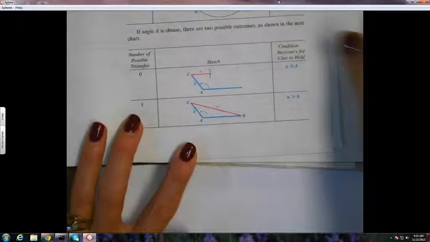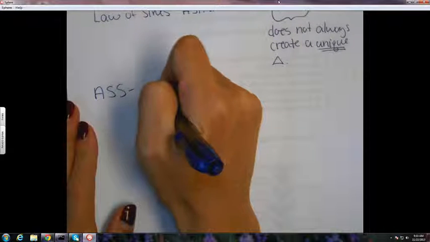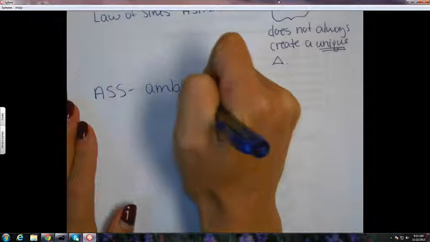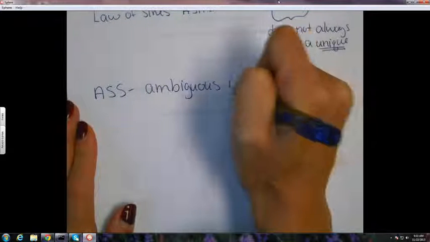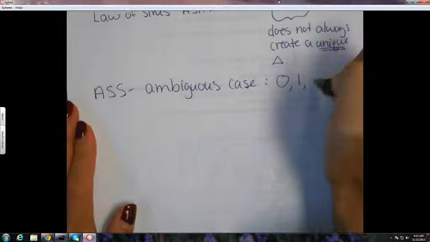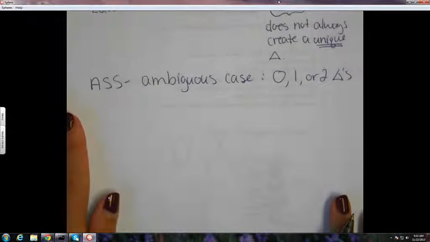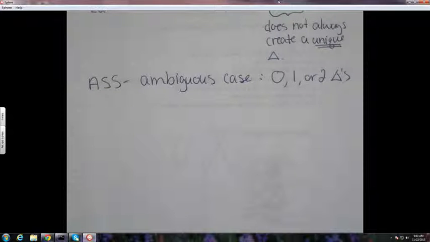So we're going to do 3 examples today of the ambiguous case, which is angle, side, side. If you've got angle, side, side, we call this the ambiguous case, where there could be no triangle, one triangle, or two triangles. All we've got to do is remember to check for that second triangle if we get a first one. So, are you ready? Here we go.